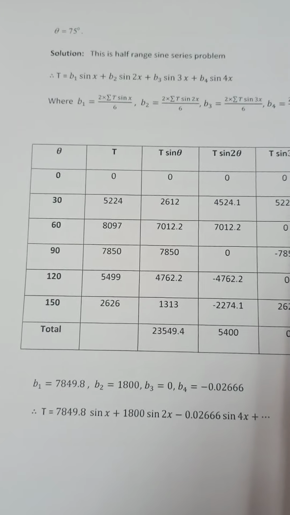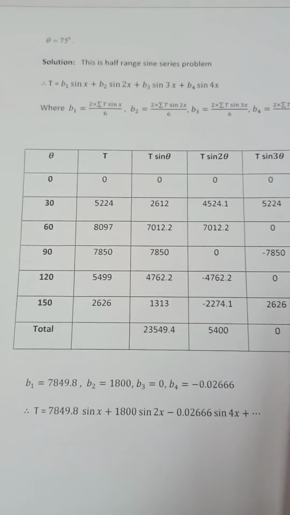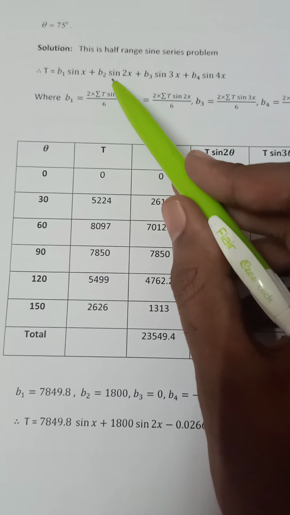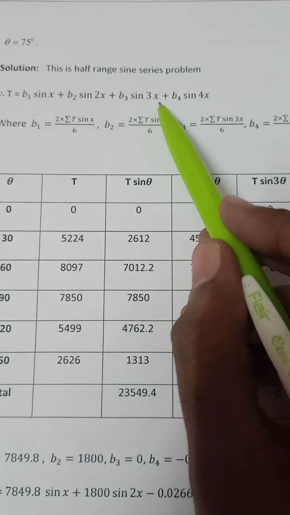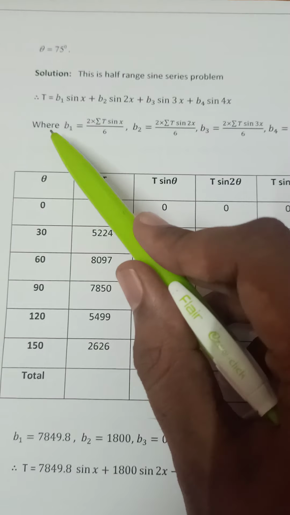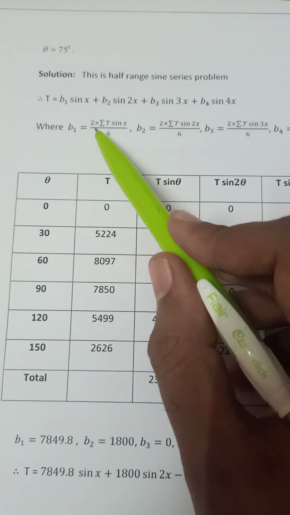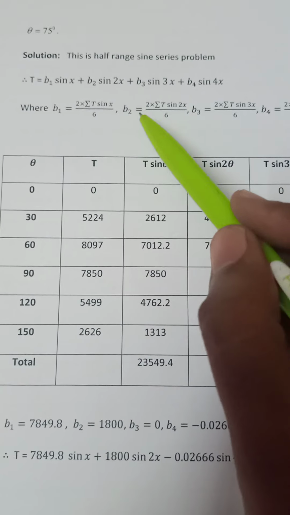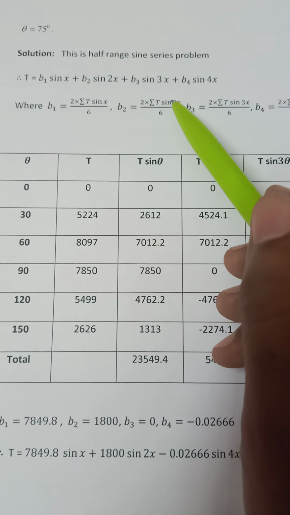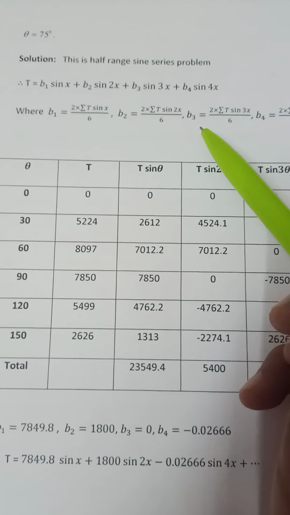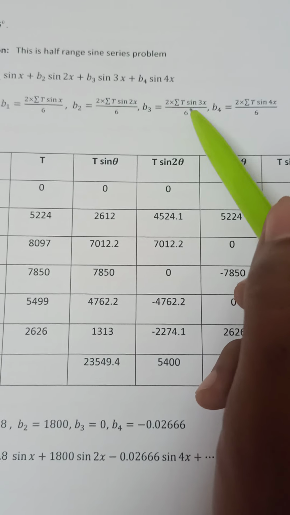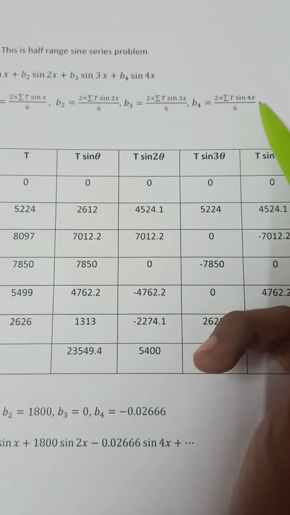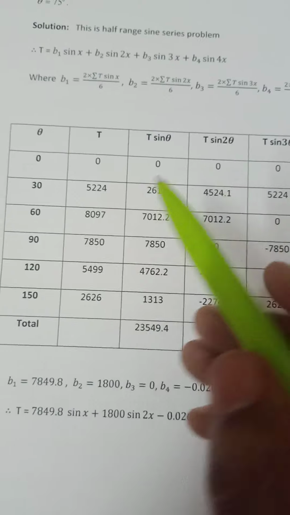For the half range sine series, T = b1 sin x + b2 sin 2x + b3 sin 3x + b4 sin 4x, where b1 is given by 2 into summation of T sin x upon 6, that is the total number of values, b2 is 2 into summation of T sin 2x upon 6, b3 is 2 into summation of T sin 3x upon 6, b4 is 2 into summation of T sin 4x upon 6.